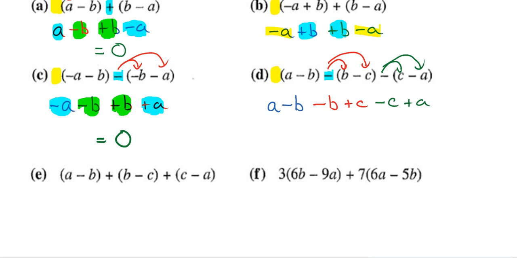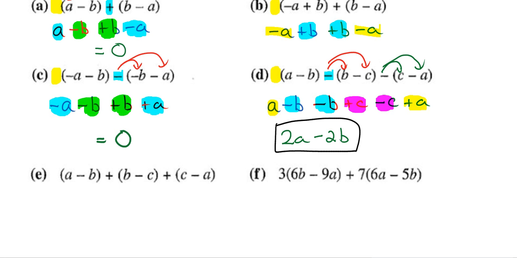All right, after we've done the 5.4 part, now we do the 5.5, which is collect the like terms. So here's an a, and here's a positive a. That's going to give me 2a. And if I have a negative b minus another b, this will be negative 2b. And if I take a plus c and take away the c, that's going to give me 0 c's. So my final answer here is 2a minus 2b.